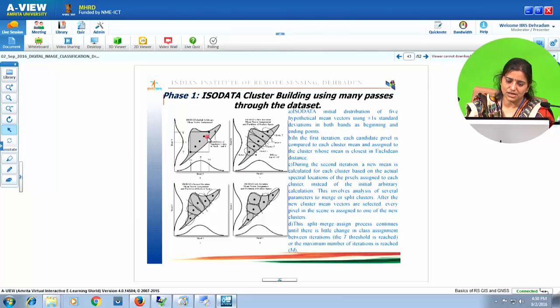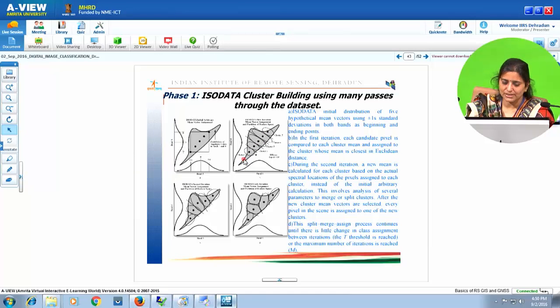In ISODATA, the initial distribution of 5 hypothetical mean vectors uses one standard deviation in both bands as the beginning and ending point. So this is the mean, this is one standard deviation, positive, negative. Similarly in band 2 also, so we take up this area and divide it arbitrarily into 5 parts, because 5 is the maximum number of clusters that are required. Now we have 5 means, 1, 2, 3, 4 and 5.